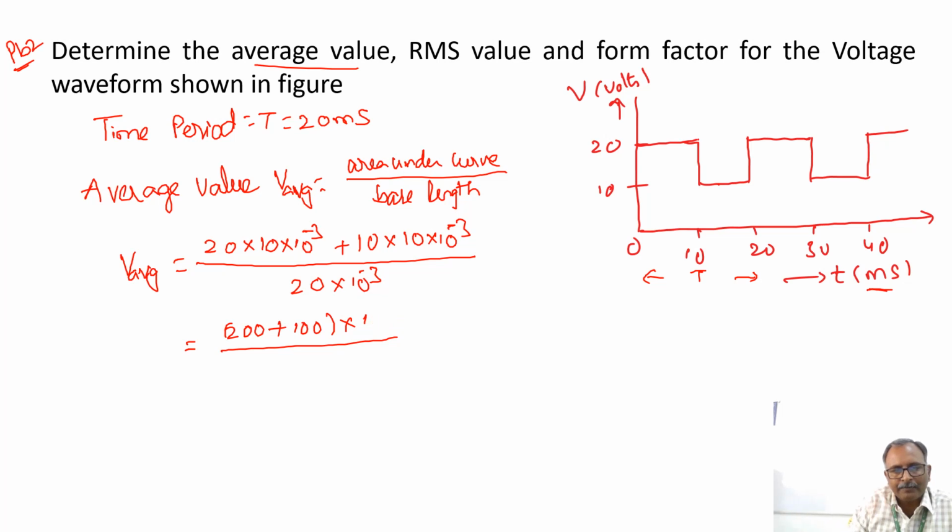the numerator is 300 into 10 power minus 3. The denominator is 20 into 10 power minus 3. So 10 power minus 3 and 10 power minus 3 get cancelled. We are going to get 300 divided by 20, the zeros get cancelled, and we get 15 volts as the average value.